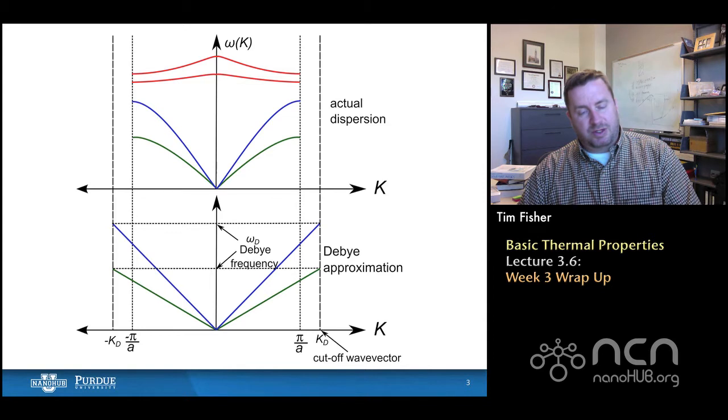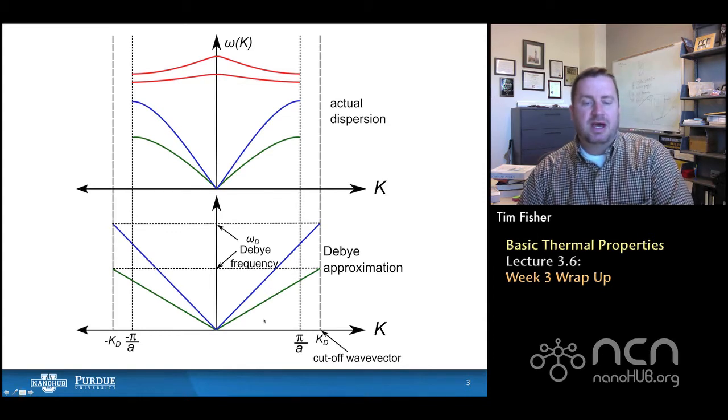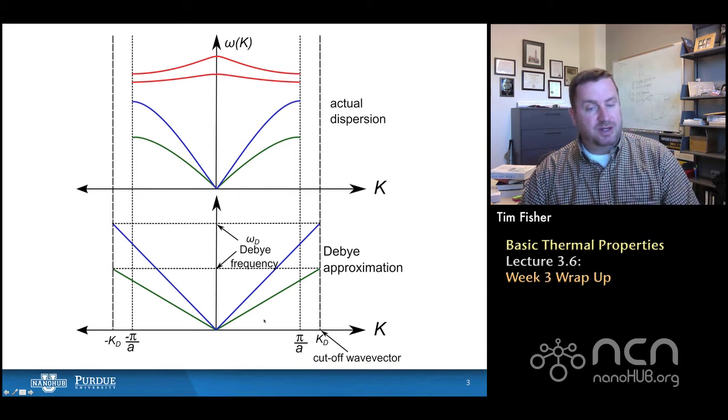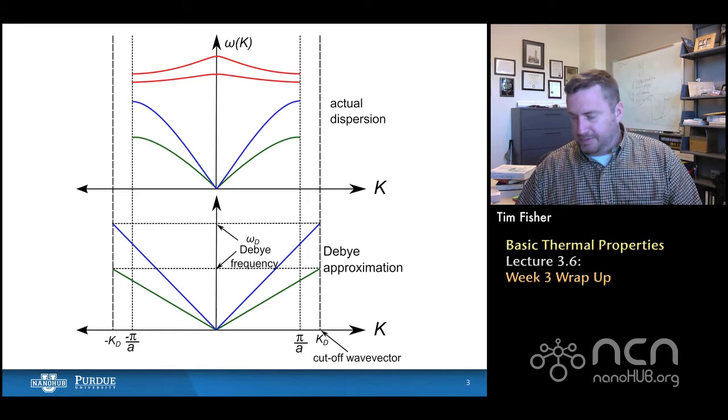What we're showing here are two different linear approximations, for example for different polarizations, like a longitudinal polarization or a transverse polarization. The longitudinal waves are usually faster, meaning that they have a higher slope than the transverse modes.